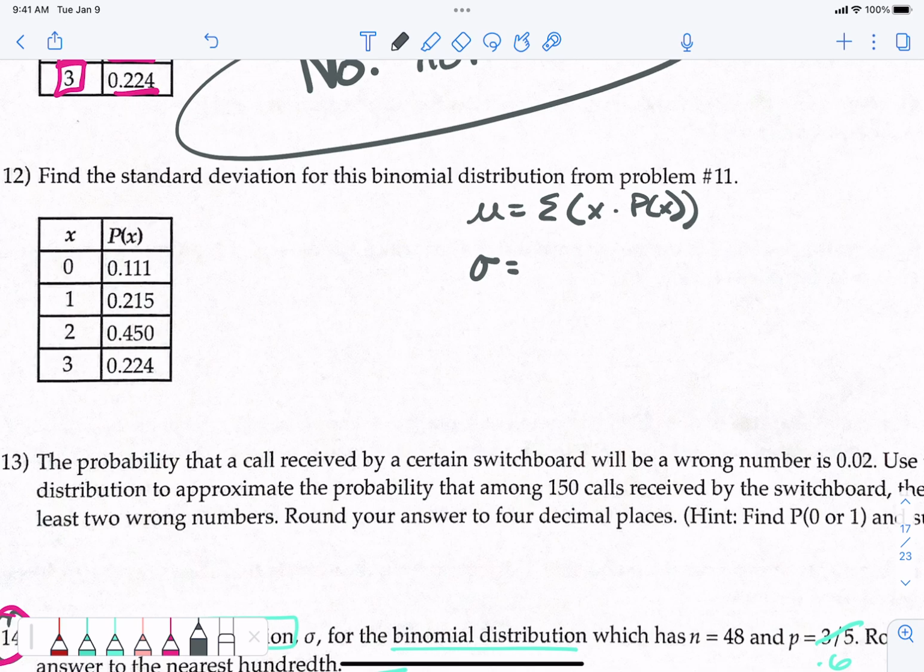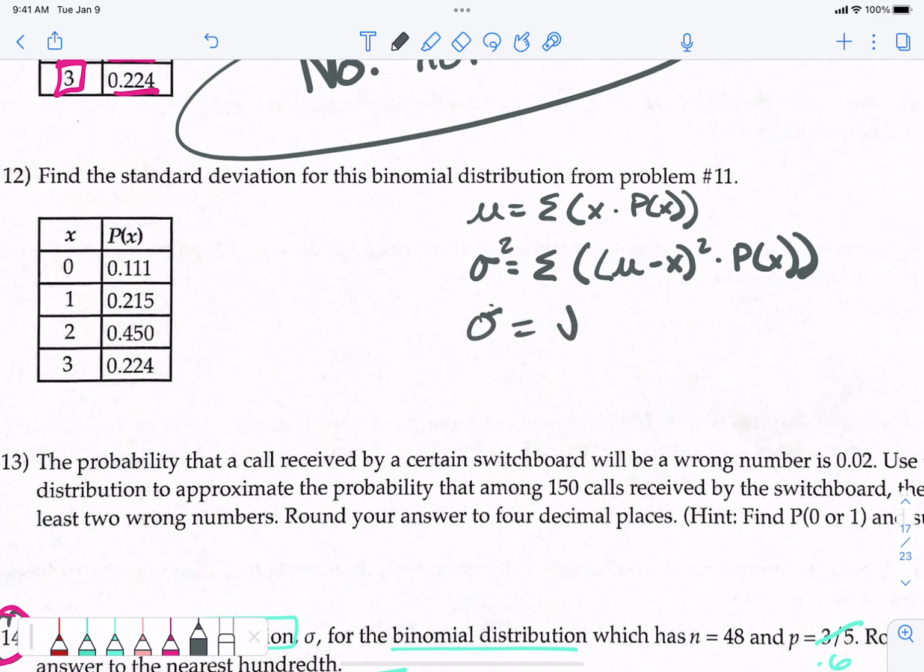What's the formula for standard deviation? Square root of npq? No, we don't have a binomial. It's the sum of all the X minus mu, squared, times P of X. I thought that was the variance equation. Yes, that is the variance, and then you take the square root of that number.